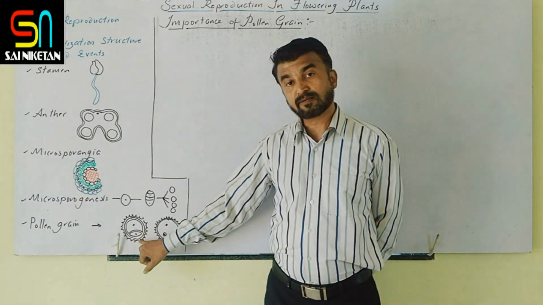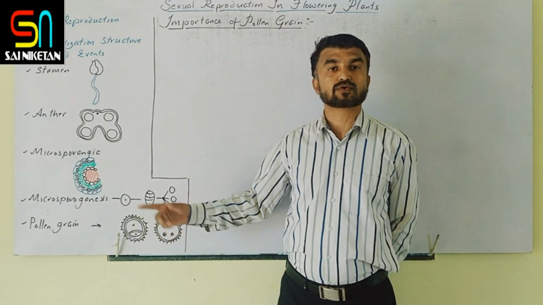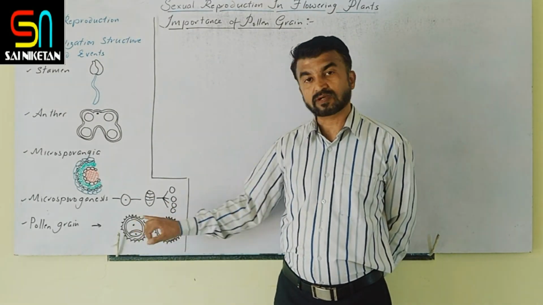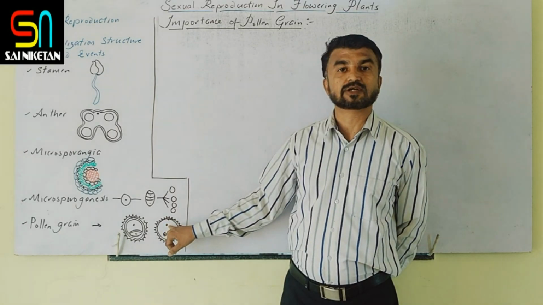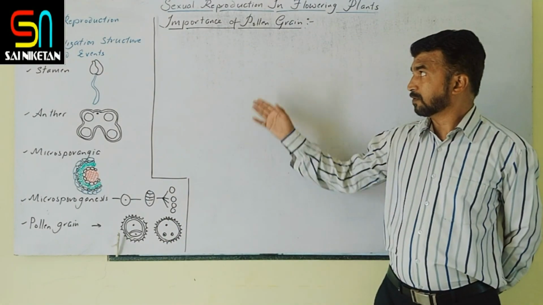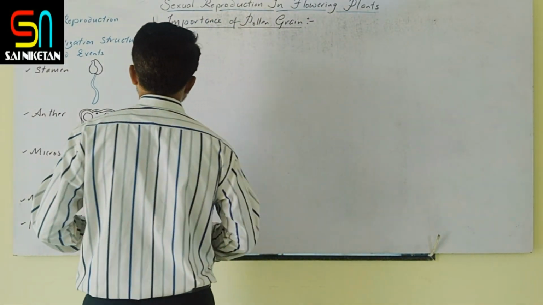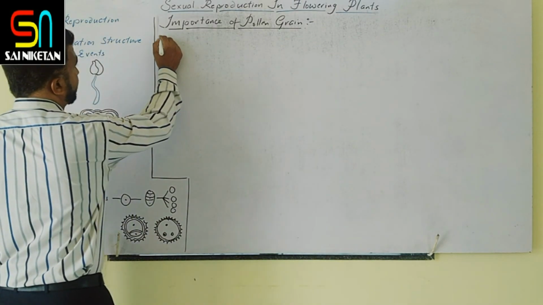This is the immature pollen grain. This is the mature pollen grain, after microgametogenesis, with 2 male gametes and 1 vegetative nucleus. Now the next topic is the importance of pollen grain. First we will cover the negative aspects.